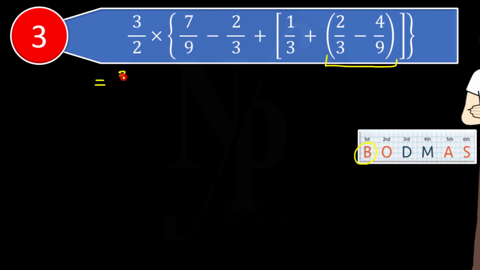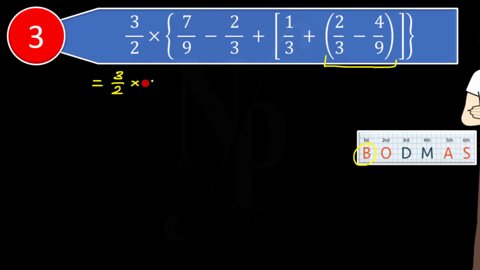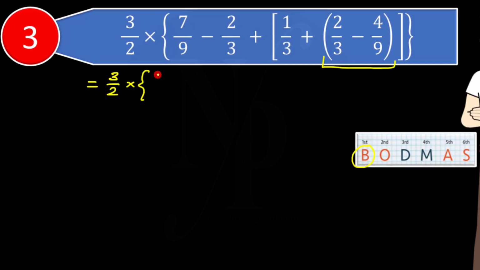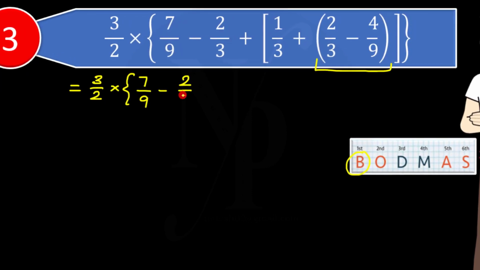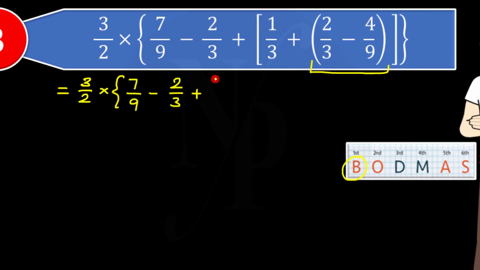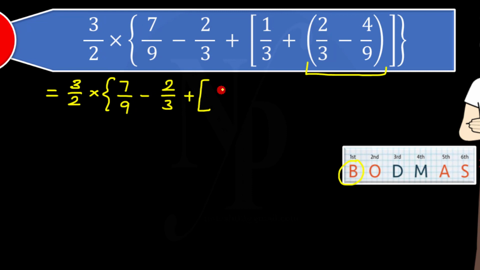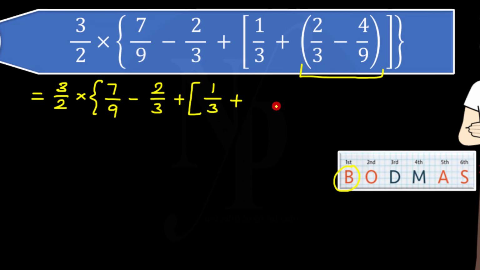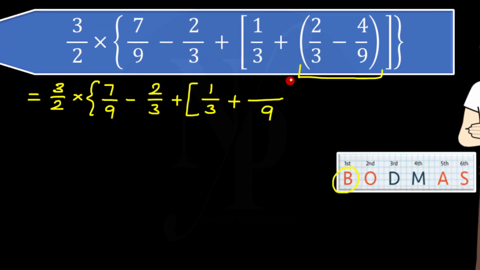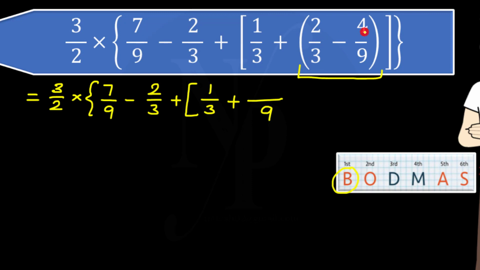So I write 3 by 2 as it is into open flower bracket 7 by 9 minus 2 by 3 plus open square bracket 1 by 3 plus, LCM of 3 and 9 is 9. Numerator will become 6 minus 4 is 2. So I get 2 by 9 on simplifying the fractions within the small brackets. I close the flower bracket here.